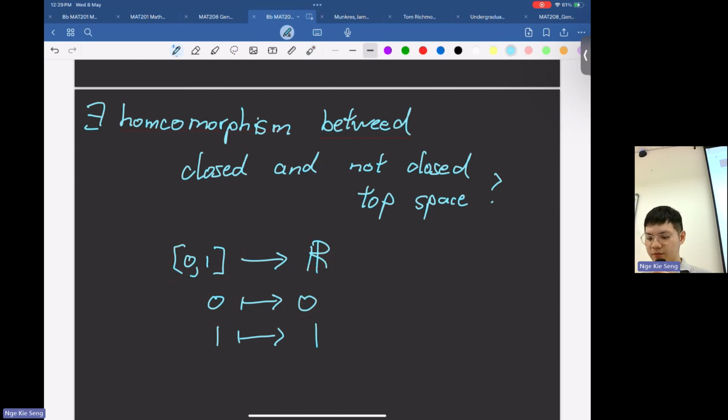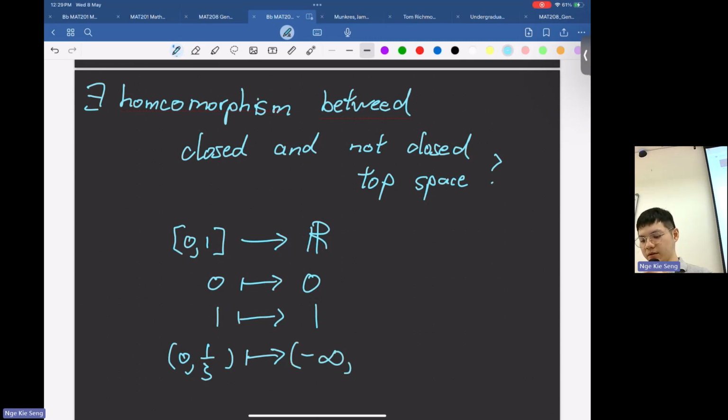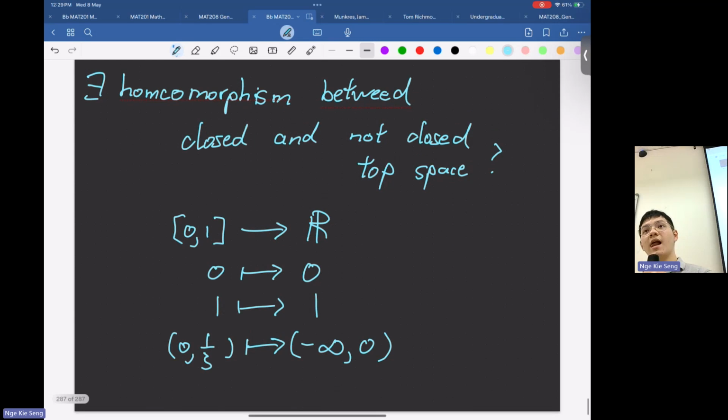Slowly, so what are you trying to do? 0 to where? 0 to 1 over 3, and then? Oh, no. I set 0 to 0 and 1 to 1, and the interval is what I did: the interval 0 to 1 over 3. Wait, so send 0 to 1 over 3 to where? Oh, I mean, it's open, the bracket is open. Okay, open. And then? Minus infinity to 0. And then? 1 over 3 to 2 over 3 to 0 to 1.